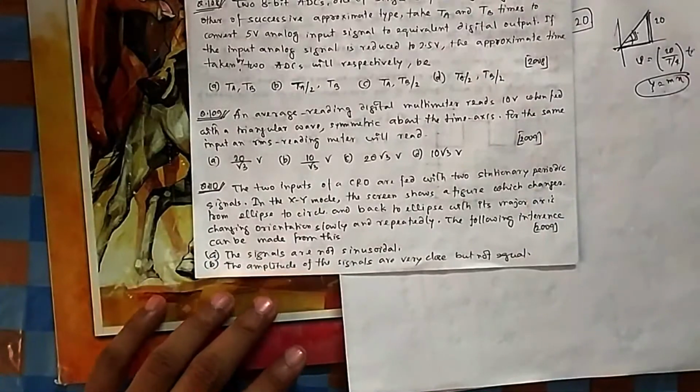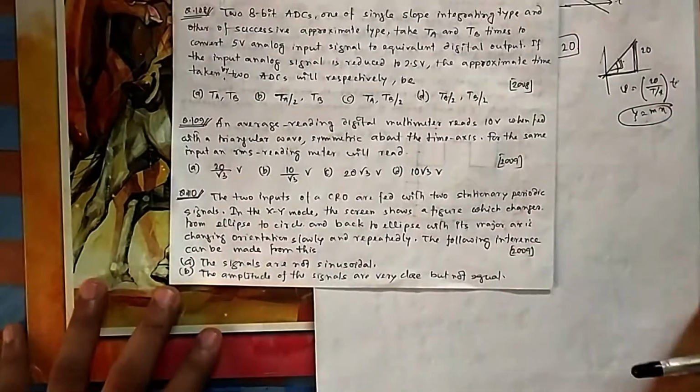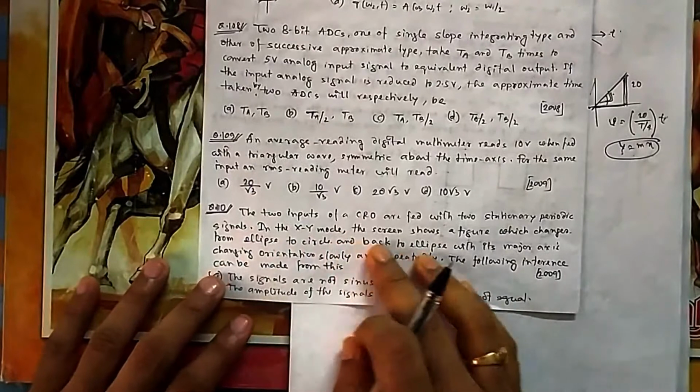Now if you come to 110, two inputs of a CRO were fed with two stationary periodic signals x and y in XY mode.